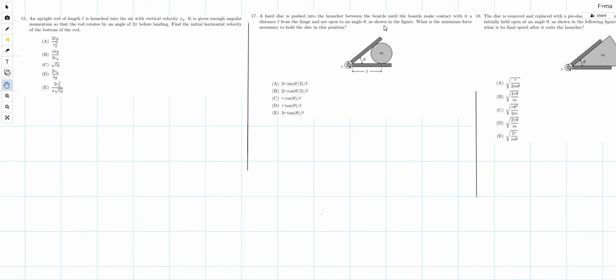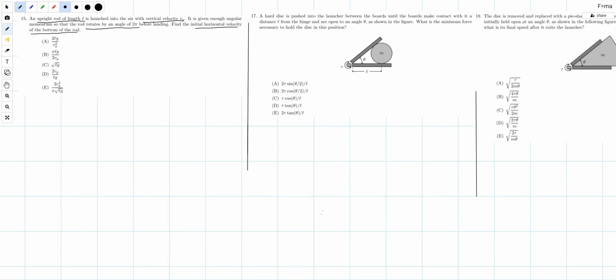First, an upright rod of length L is launched into the air with a vertical velocity v sub y. It is given enough angular momentum such that the rod rotates by an angle of 2 pi before landing. Find the initial velocity at the bottom of the rod. So, the first thing we should do is underline important parts of the problem. Upright rod of length L, initial vertical velocity of v sub y, enough angular momentum to rotate by angle 2 pi, and find the initial horizontal velocity at the bottom of the rod.